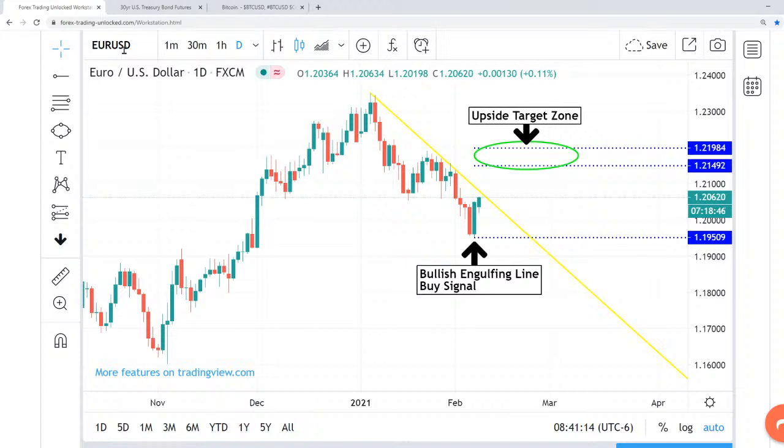So the euro-US dollar has a short-term buy signal that is now targeting this $1.2149 to $1.2198 upside target zone. Should we breach this downward sloping resistance line, which is holding the short-term corrective trend lower intact, I think we will have a good chance at definitely hitting this area. Now, it's going to get dicey above here because should we take out $1.2198, then that really puts us back on the bullish path for the euro-US dollar.